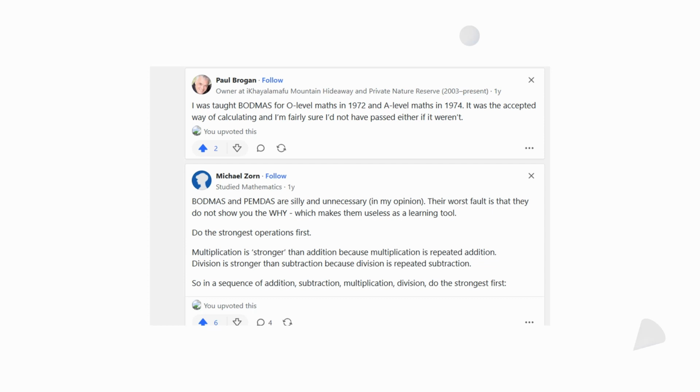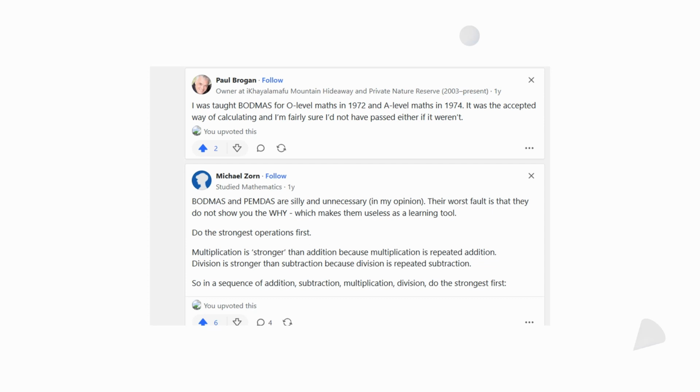BODMAS. BODMAS is typically the acronym used a lot in the UK for brackets, I believe orders, division, multiplication, addition, subtraction. Now, it's a 6-letter acronym, but the order of operations used in the UK is the same thing as PEMDAS, which is a common acronym used in North America for parentheses, exponents, multiplication, division, addition, subtraction.